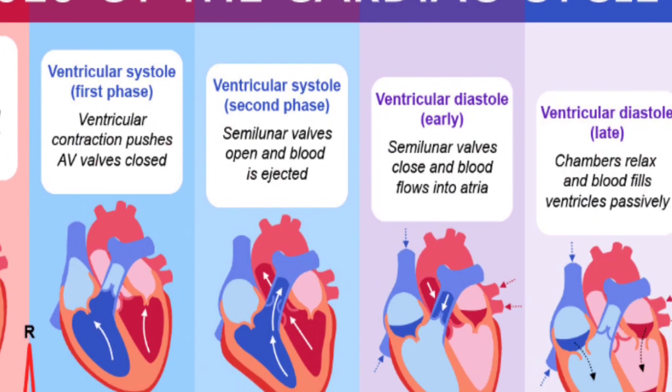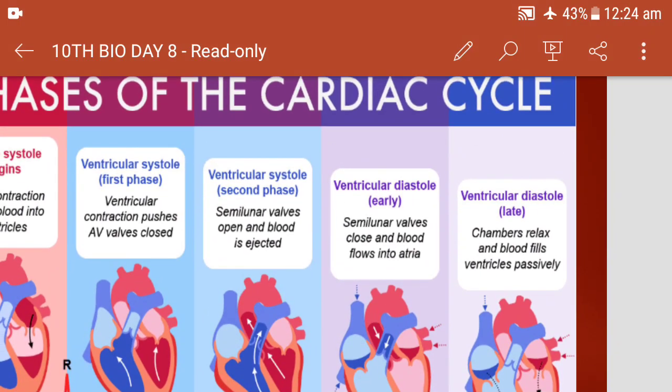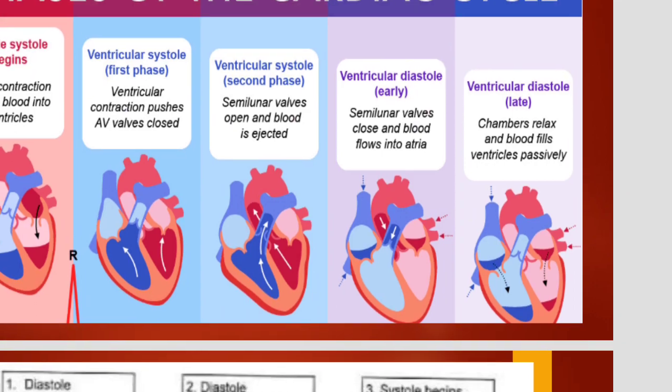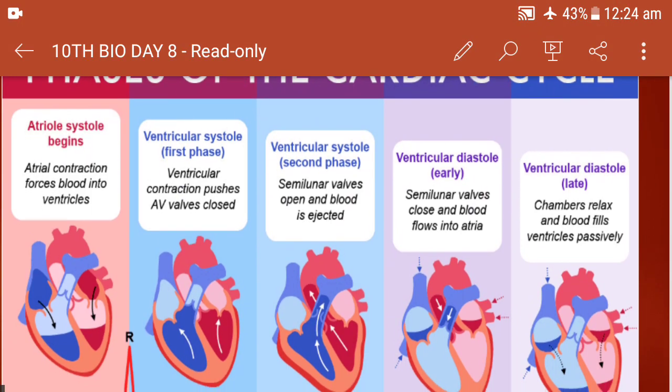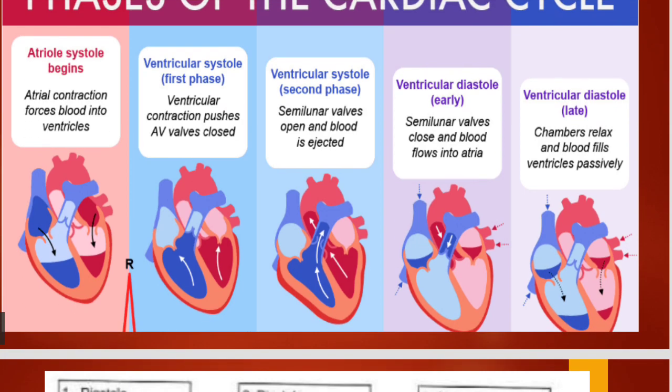Then comes the ventricular diastole. What is it? In ventricular diastole, the semilunar valves close after the blood flows into the aorta, as I told you just now. And in the late phase of ventricular diastole, the chambers relax again. That means the relaxation of all four chambers takes place. Ventricles are totally relaxing. So basically what you will remember: when systole is there, the atrium and ventricles are contracting, and when diastole is there, they are all relaxing.